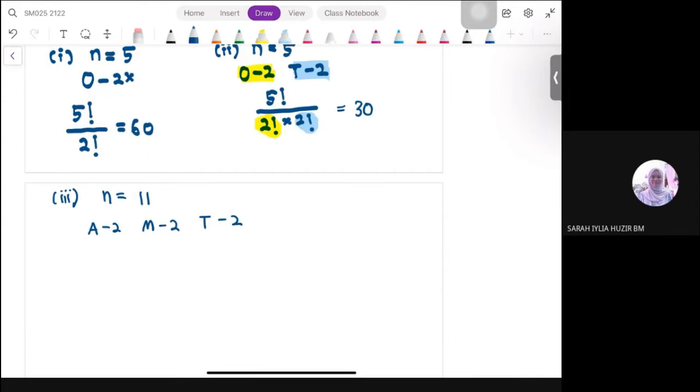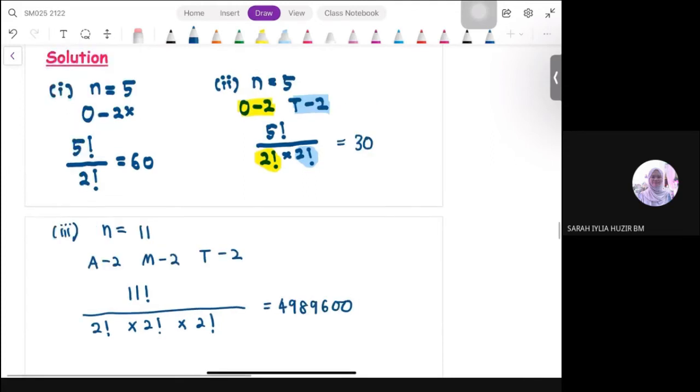Careful for that part. So for our arrangement would be 11 factorial divided by repeated letter because we have 3 different letters. So we have 2 factorial for A times with 2 factorial for M and then last 2 factorial for T. So here our answer will be 498960. Tiba-tiba nombor je panjang lah kan sebab 11 factorial kat situ. Okay, itu je konsep dia for identical object or repeated letter. Arrangement as usual, but then we have to divide by factorial because we have repeated item.